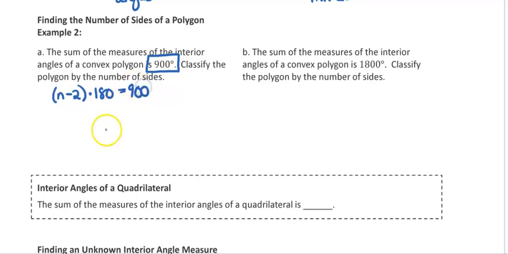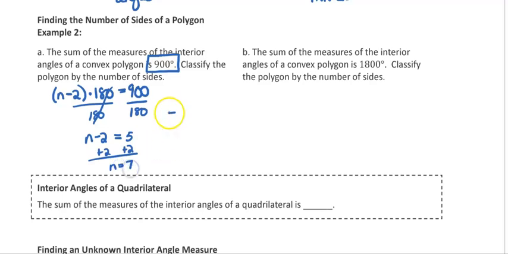All right. So we set up our equation since we don't know n, but we do know the sum is 900. We put our equation equal to 900. Now we solve for n. So first, I'm going to divide both sides by 180. And so I'm still left with n minus 2. When I do 900 divided by 180, I get 5. So then I add 2, and I get n equals 7. So it has 7 sides. And the name for a 7-sided figure is a heptagon.